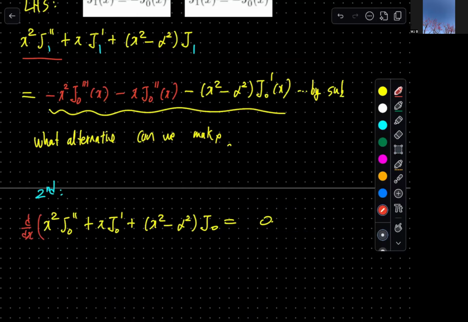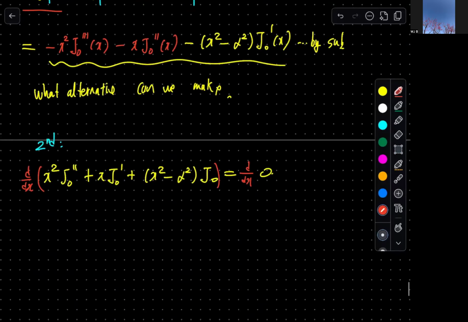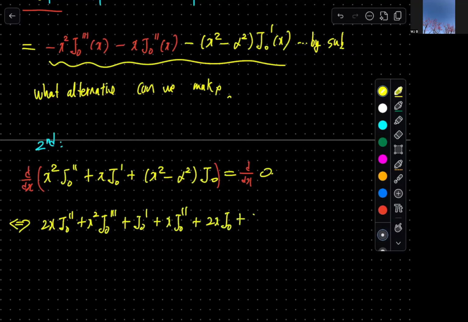And if you ask me why, because the derivative has relation to the J1. I need to convert this form into J1. So therefore, you can expand the left-hand side using the product rule. So that will be 2x prime plus x squared J naught third derivative plus J naught prime plus x J naught double prime, 2x J naught plus x squared minus alpha squared J naught prime is equal to 0 is what I have.